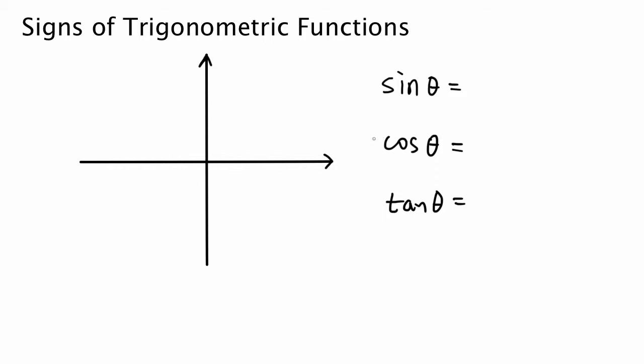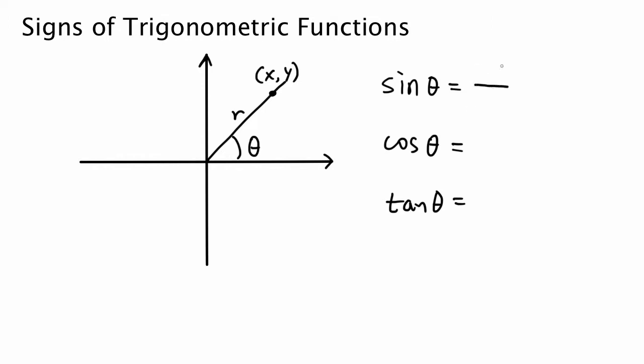Okay, in this video, I'm going to talk about signs of trigonometric functions. So sine, cosine, and tangent are determined by the angle theta. The way we define these functions is by drawing the angle theta and locating the point (x, y) and measuring the distance from the origin, let's call it r. Now we just compute the ratios of these numbers.